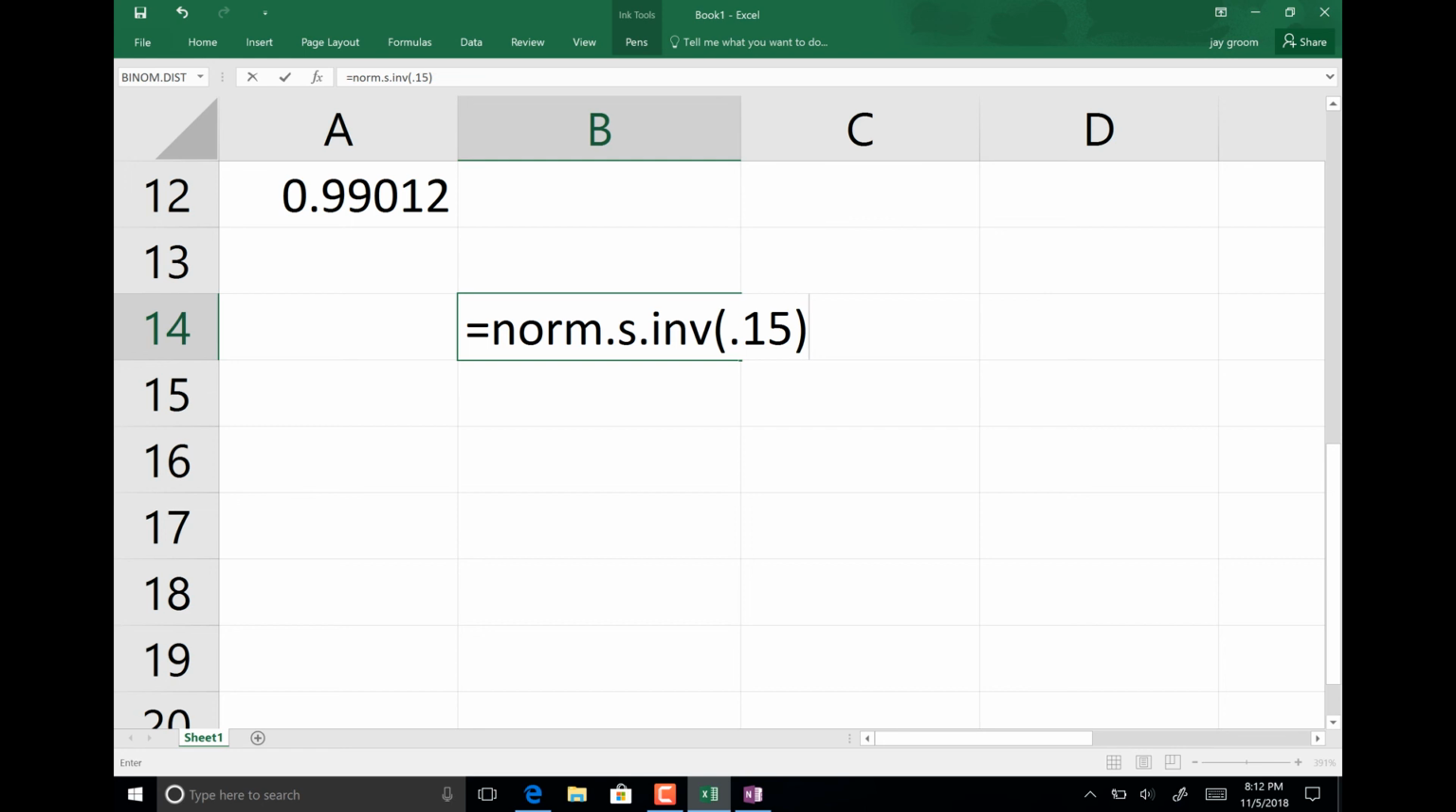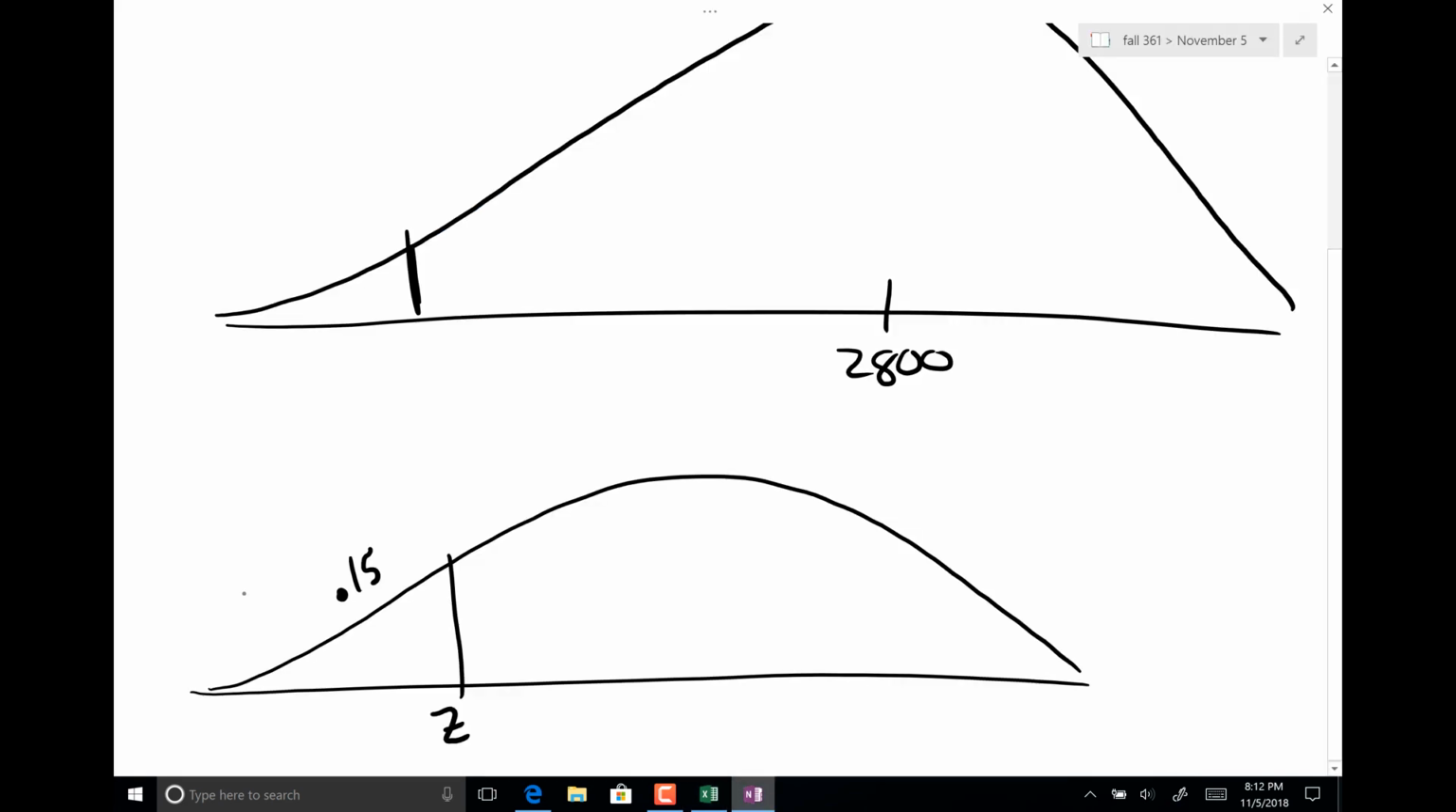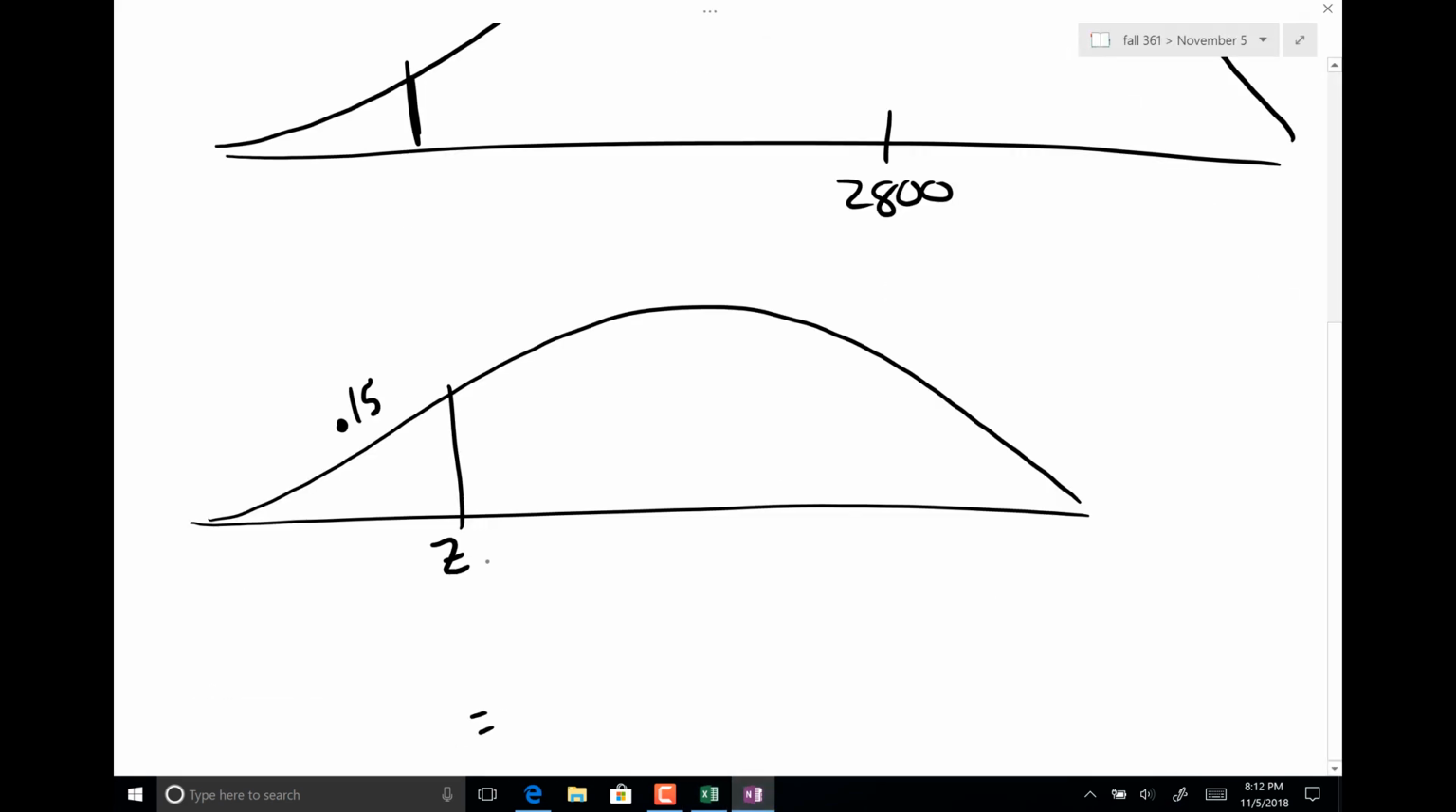What if I wanted the upper 5%? You wouldn't type in 5%, you type in 95% because it's the area to the left. Okay? That makes sense? It's always area to the left. Now, here we go. What do we get? We got a z-score of negative 1.03. Okay? So over here, we have ourselves a z-score of negative 1.03.